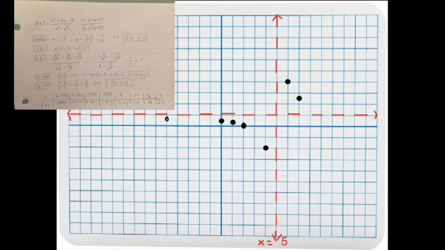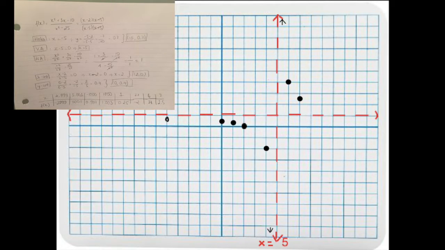And as you can see in the horizontal table of values, as we approach the vertical asymptote from the left, the function would go very negative. And as we approach the vertical asymptote from the right, the function would go very positive. So the end behavior of our function would be like this.